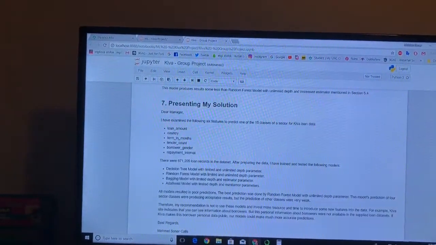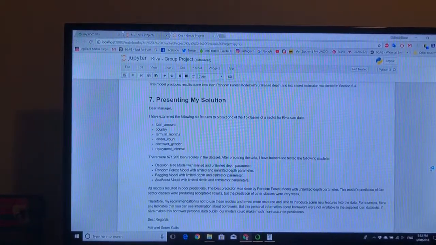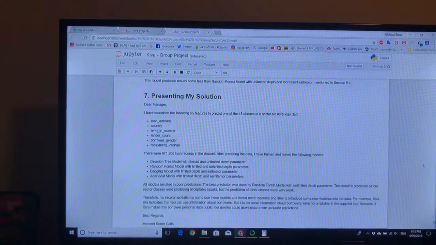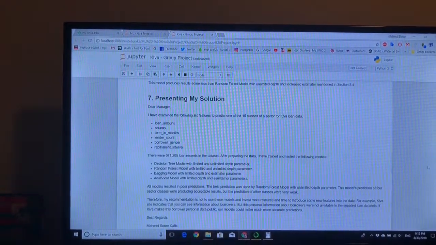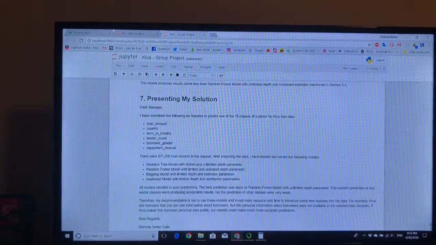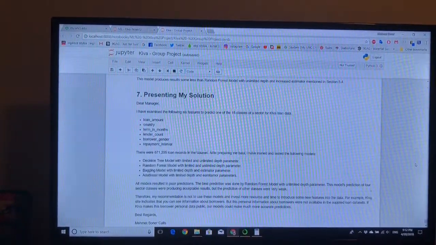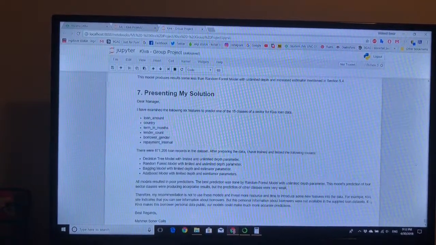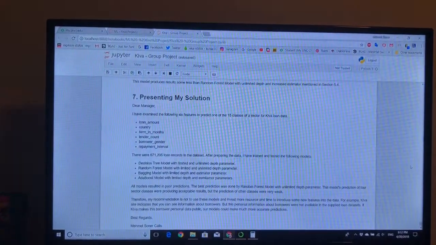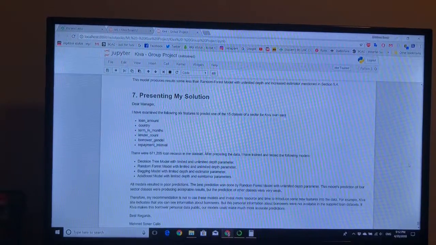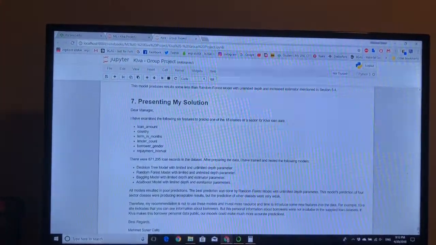Therefore, my recommendation is not to use these models and to invest more resources and time to introduce some new features into the data. For example, the Kiva site indicates that you can see information about borrowers, but this personal information about borrowers was not available in the supplied loan datasets. If Kiva makes this borrower personal data public, our models could make much more accurate predictions.